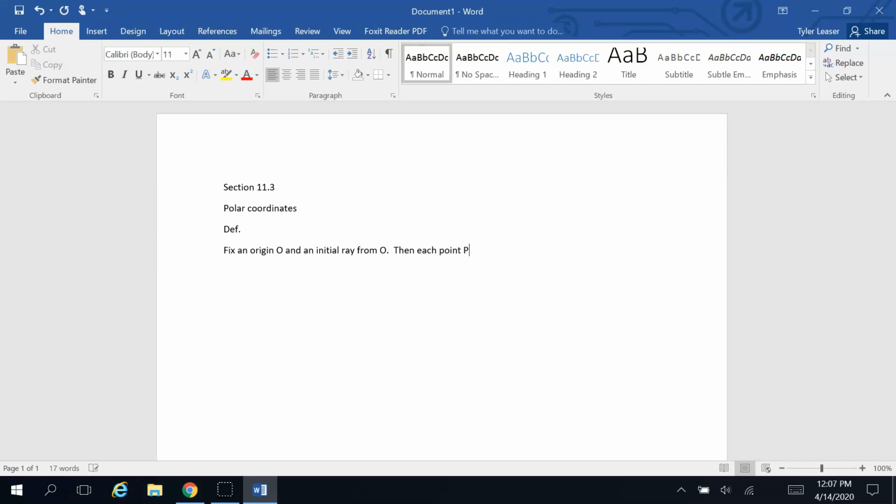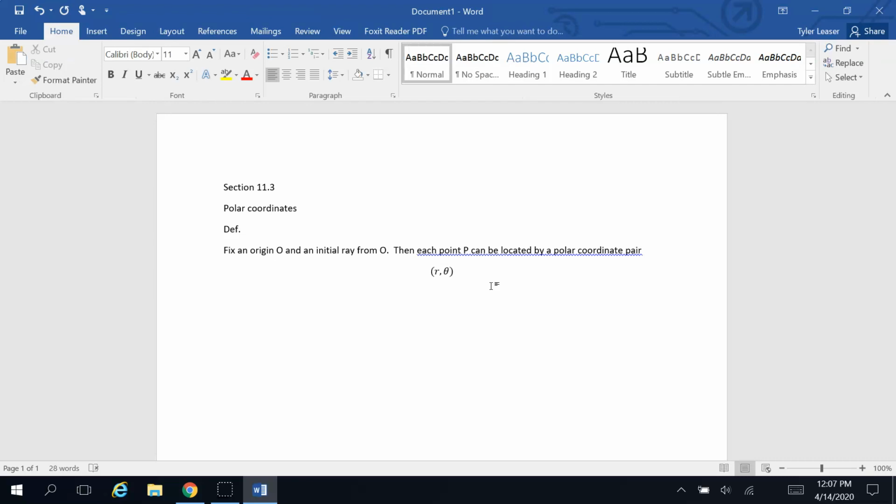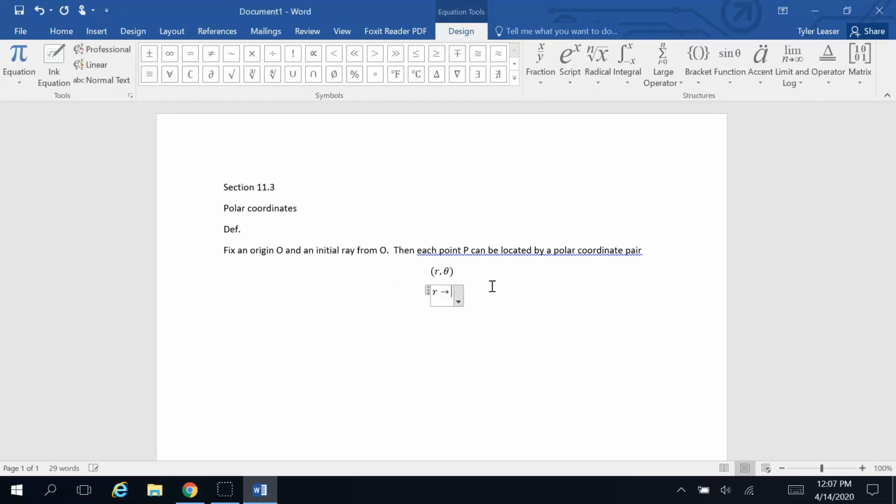Then each point P can be located by a polar coordinate, where this polar coordinate is in the form (r, theta). Sorry, I have to be in the equation editor thing. There we go. So the form (r, theta), where this r is the distance from that origin point. And the theta is what we call the direction angle, but you can also think of it as the angle in standard position.